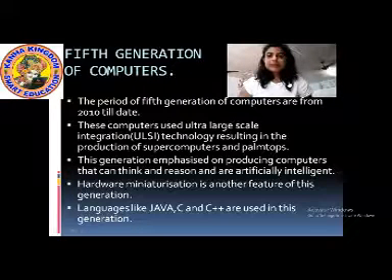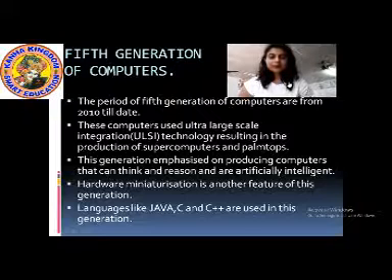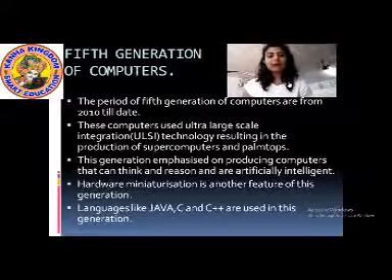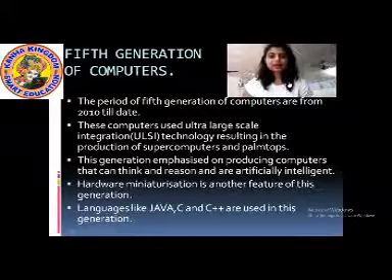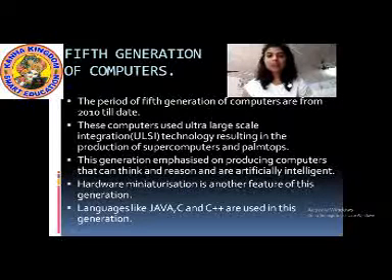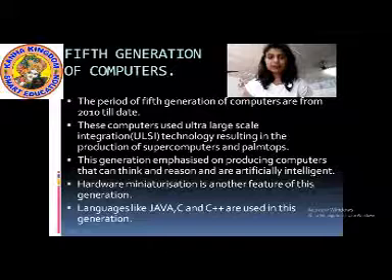Students, let's start with fifth generation. This fifth generation of computer started from the year 2010, and today we are still using the advanced generation of the computer. This fifth generation of computer is from 2010 till date. Till date means till today. Till today we are using the fifth generation of computer.